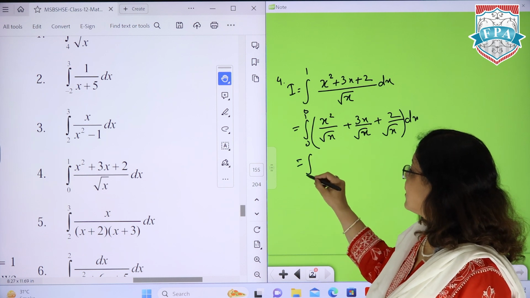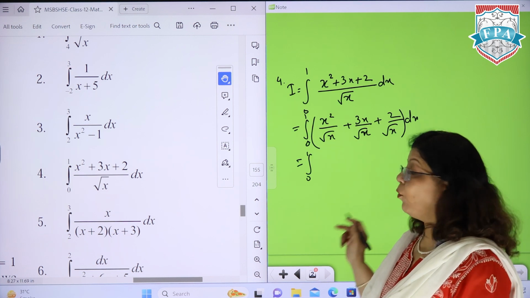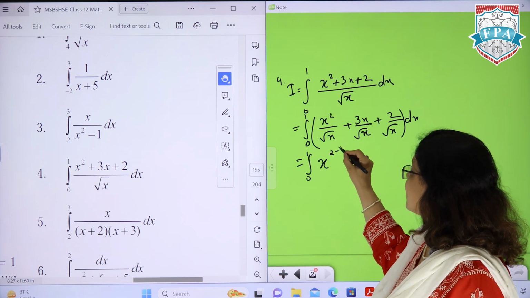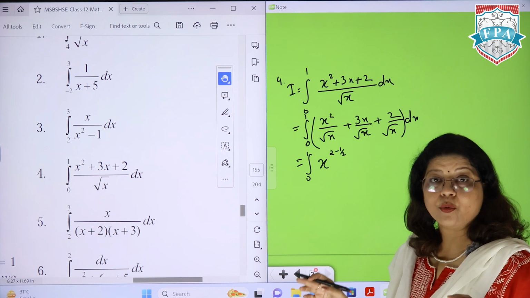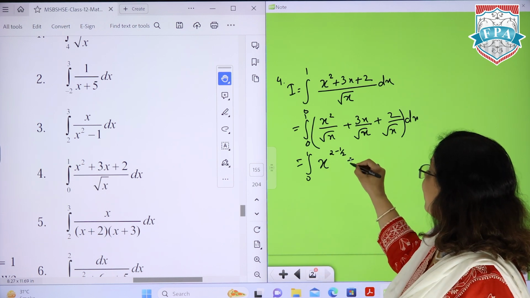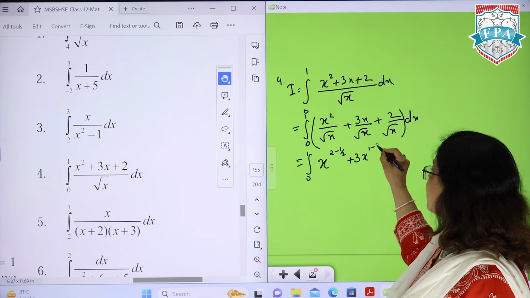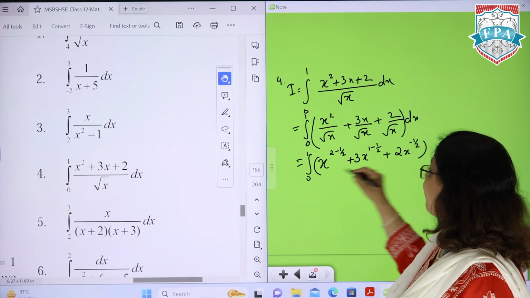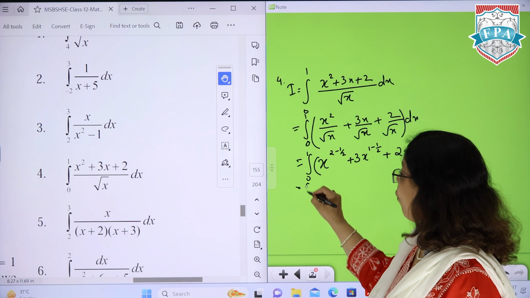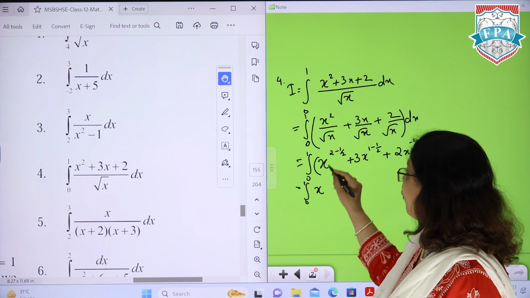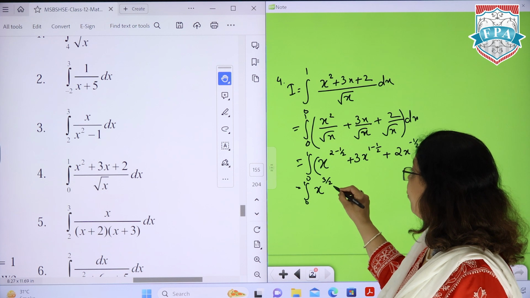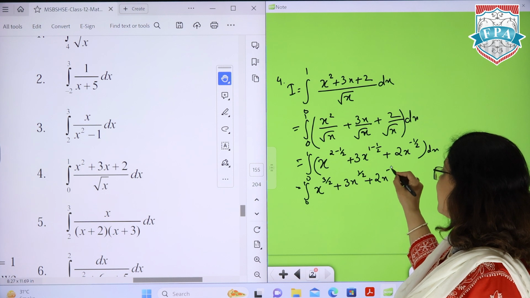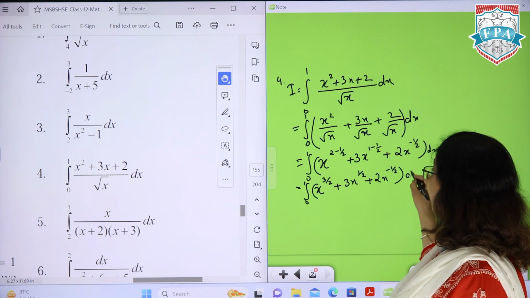Now, it's again 0 to 1, x square by root x is x to the power 2 minus 1 by 2. I am still writing the question only in the simplified form. Plus 3x to the power 1 minus 1 by 2 plus 2x to the power of minus 1 by 2 dx. So the final format of the question will come as x to the power of, this is 4 minus 1 by 2, 3 by 2, plus 3x to the power of 1 by 2 plus 2x to the power minus 1 by 2 dx.